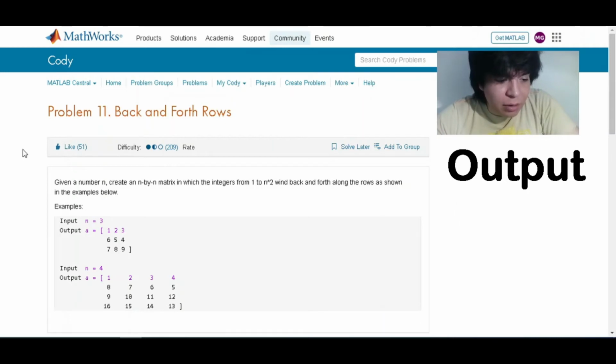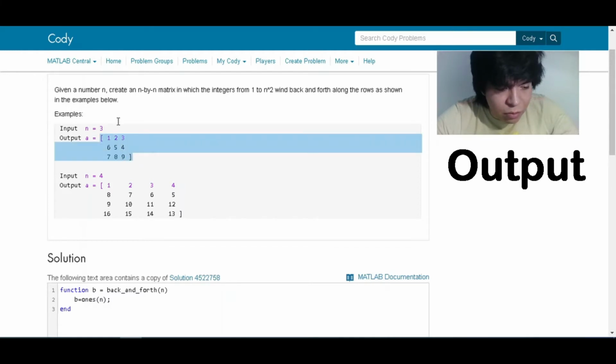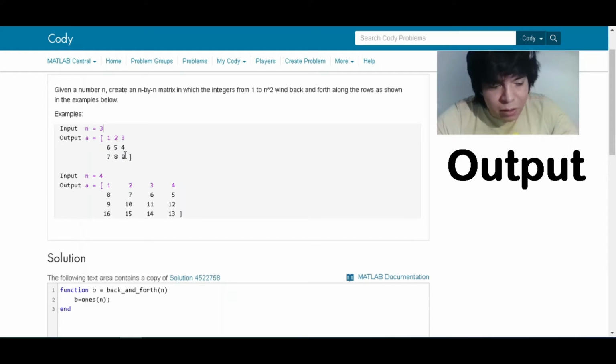Problem number 11. Back and forth rows. Given a number n, create an n by n matrix in which the integers from 1 to n squared go back and forth along the rows as shown in the examples below. So we have two examples here in which the input is n equals 3, and we get an output matrix, which is this one, and we can see that it goes from 1 to 9, but we have to go through a very specific path here.